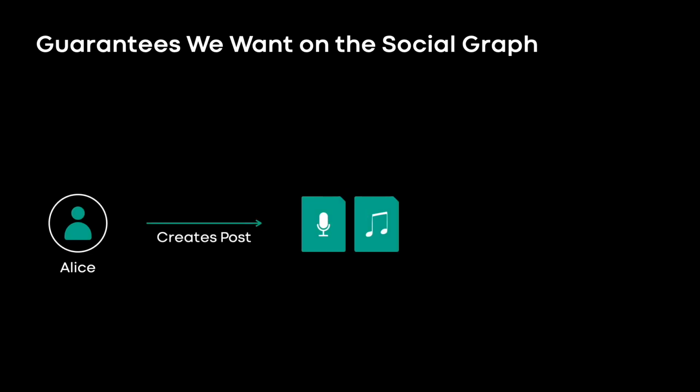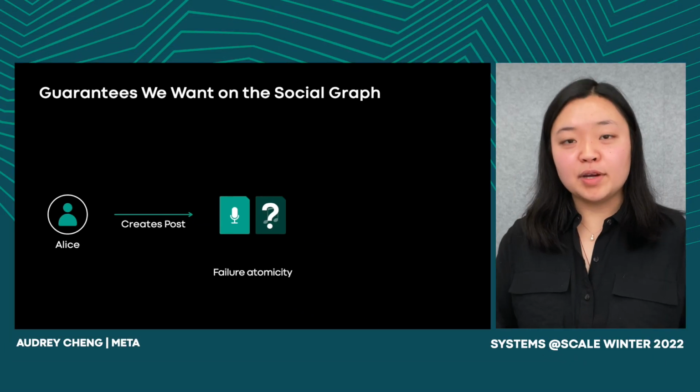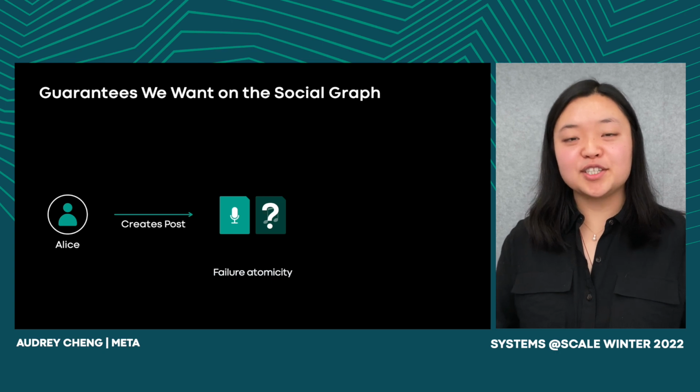As an example, consider a social media user, Alice, who's a musician, and she wants to create a post with both her recording and sheet music for a new song she's composed. Without any guarantees, there are multiple things that could go wrong. First, without read-to-write consistency, it's possible that Alice wouldn't be able to view her post immediately after creating it. Also, we want to ensure that Alice has both her sheet music and recording visible. We need failure atomicity, which ensures that all parts of a transaction are either committed or aborted.